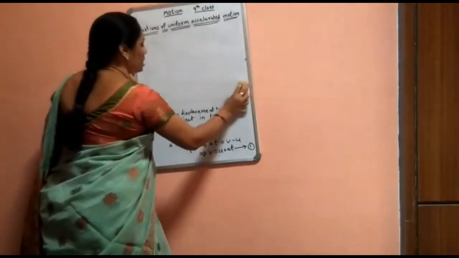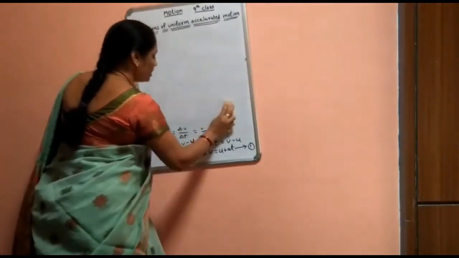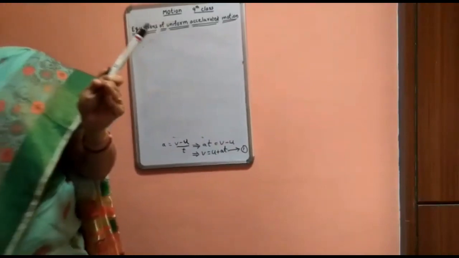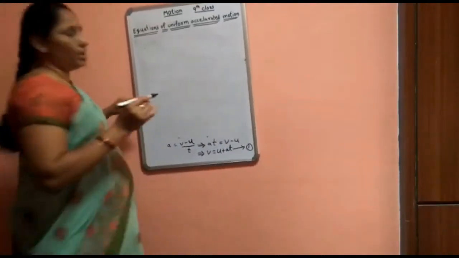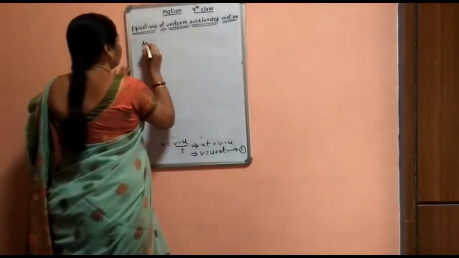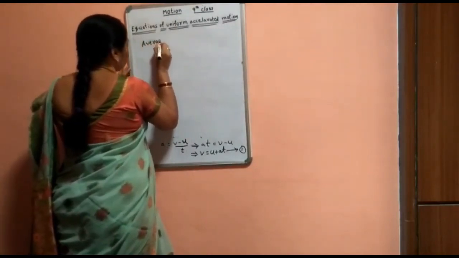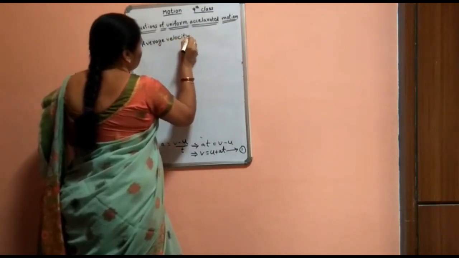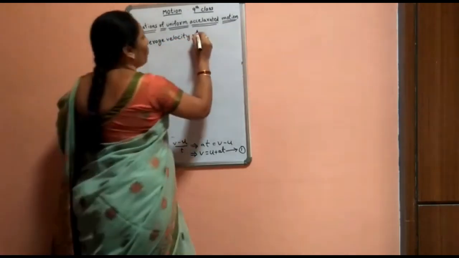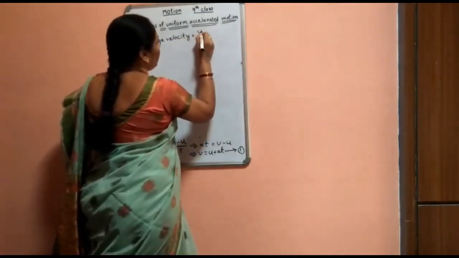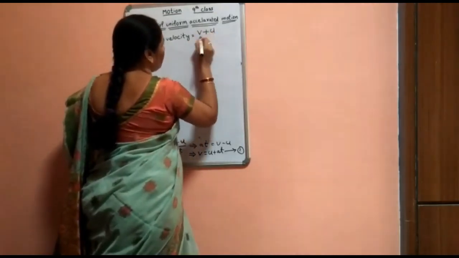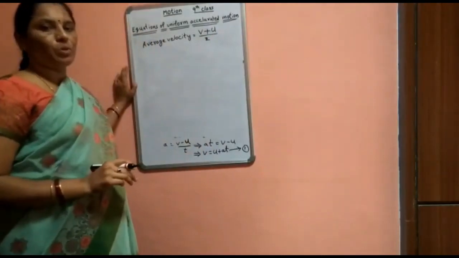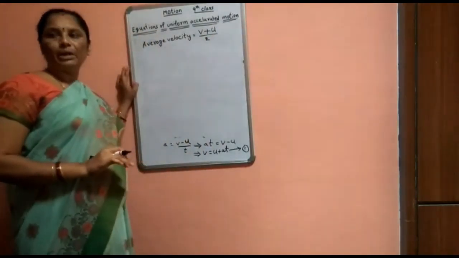Since a is constant, average velocity is equal to v plus u by 2. Average velocity is equal to v plus u by 2.